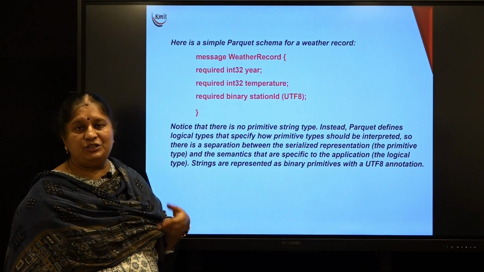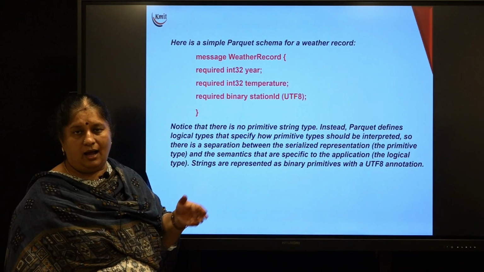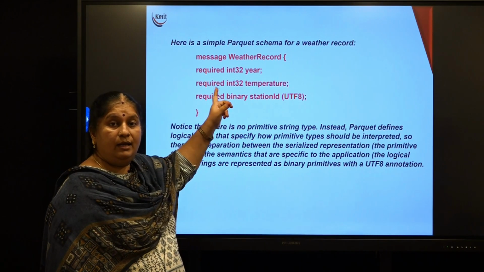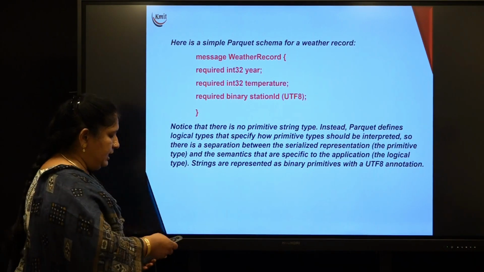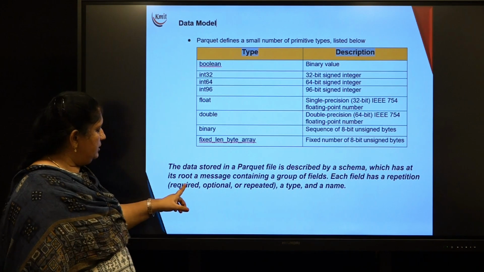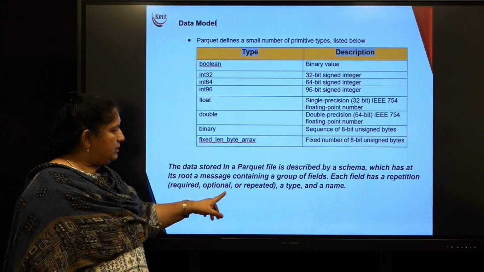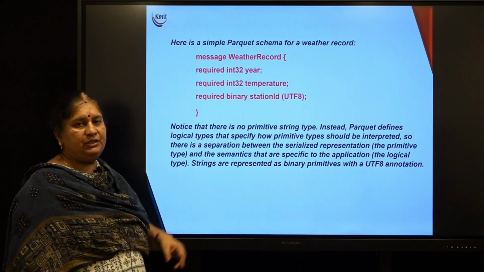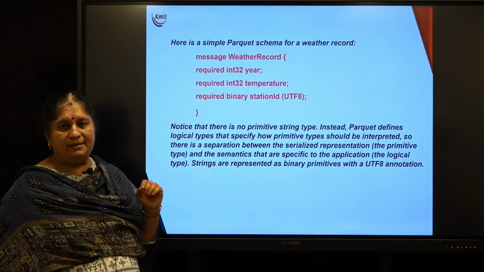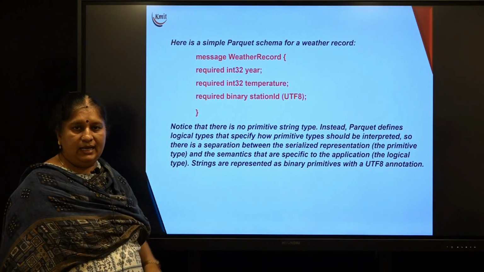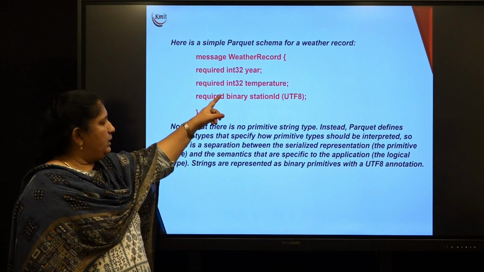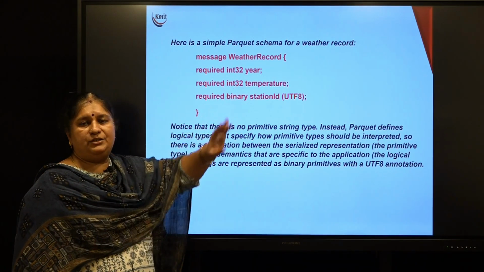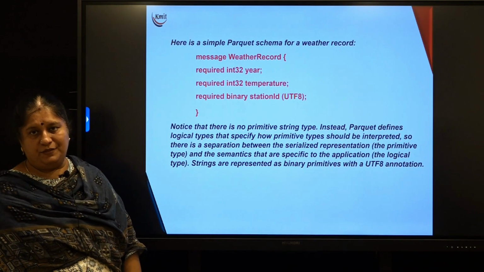Say for example, the temperature values are repeated for a day. I am recording the temperature multiple times in a day. Required, comma, repeated. That is the next one. If you see, what are the levels of repetition? Is it required? Is it optional or repeated? So in my example, if temperature is recorded multiple times a day, what should I do? Can I leave it? No, it is a required value. Required repeated int32 temperature. That is how I need to give the definition of the record.